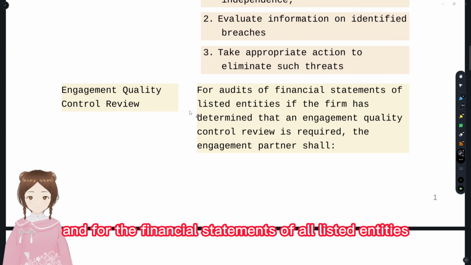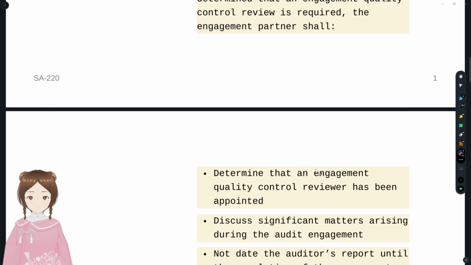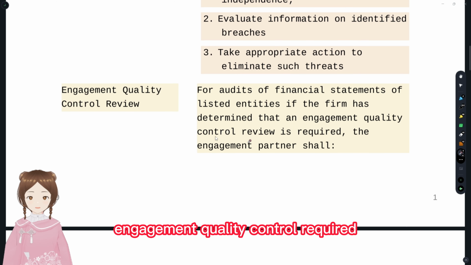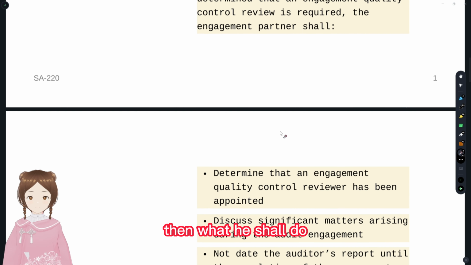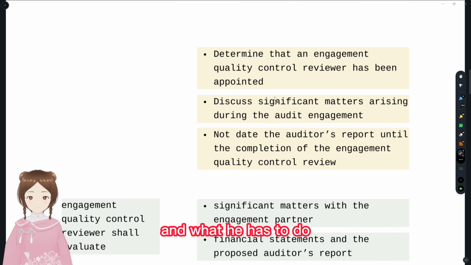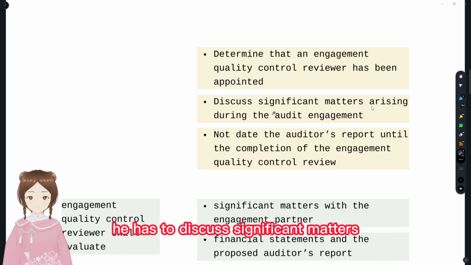For the financial statements of listed entities, if the engagement partner thinks an engagement quality control review is required, then what shall he do? He should appoint the quality control reviewer. He has to discuss significant matters and not date the audit report until the completion of the engagement quality control review. This point is widely tested, at least once in every examination.